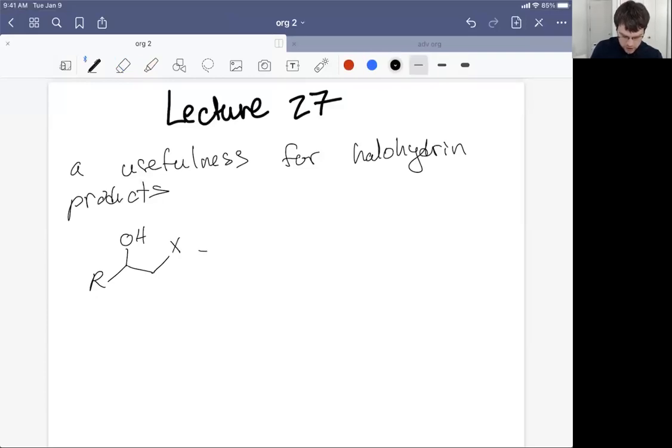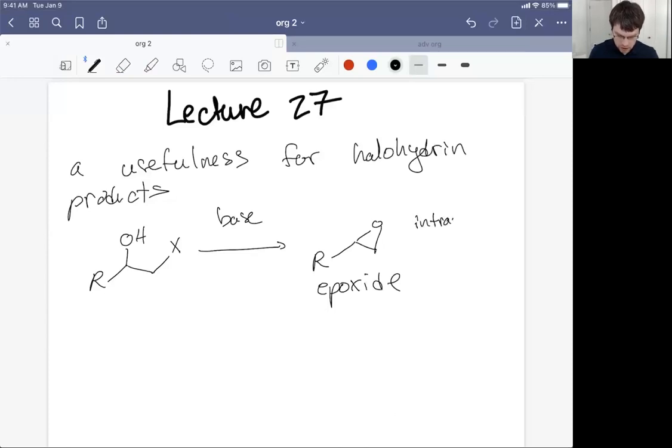What we can do with these is we can actually just treat them with base to form an epoxide. Kind of nice. So epoxides, full circle, right? Well, I guess we started with ethers, but you get it. So this chemistry is actually very similar to the Williamson ether synthesis. This is just an intramolecular, or within the molecule, Williamson ether synthesis.